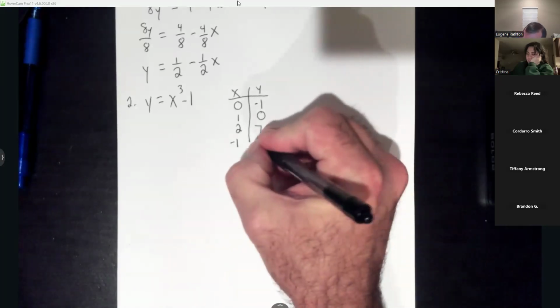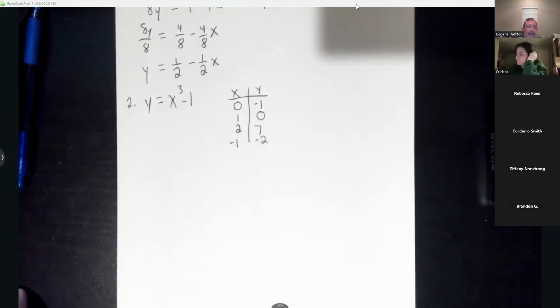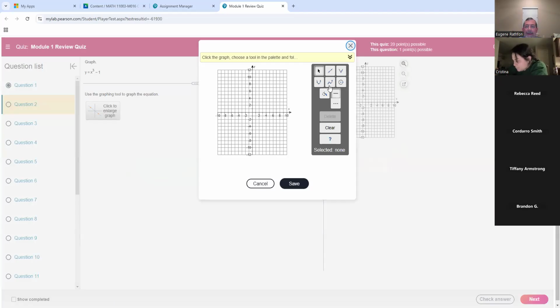So that'd be -2. Good job. All right, y'all, so you got 4 points. You're going to go plot them in Math Lab. So we're going to click on our graph. Now, that is a cube. So we need to use the 4-point cubic tool, the squiggly line, okay? So grab that 4-point cubic tool, and then let's plot points.